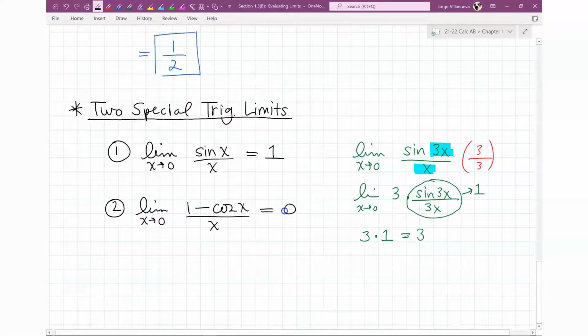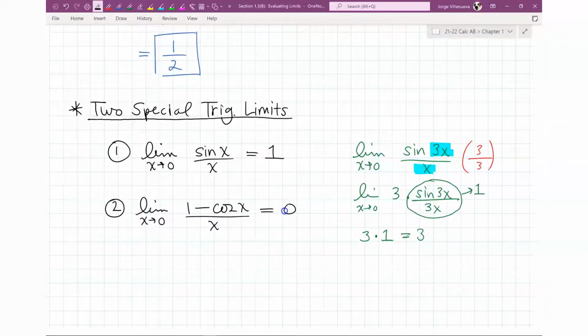Okay, so that's two special trig limits that you just have to know by memory in case you happen to see them. You know, like, oh, okay, notice they are both going to 0. Okay, very important. You note they're going to 0. And they're basically fractions. It's always over x, but one is sine of x, one is 1 minus cosine of x. Okay, so two special trig limits.